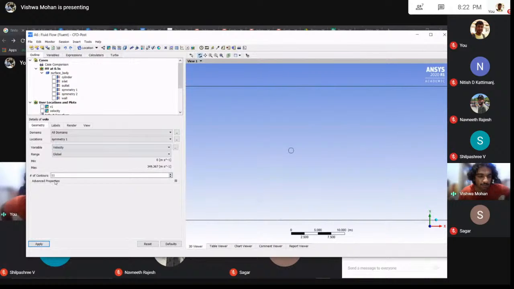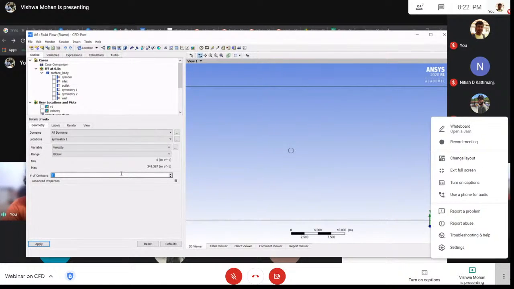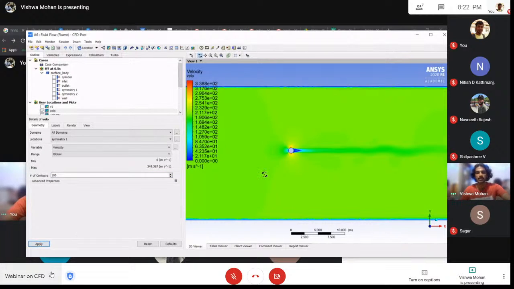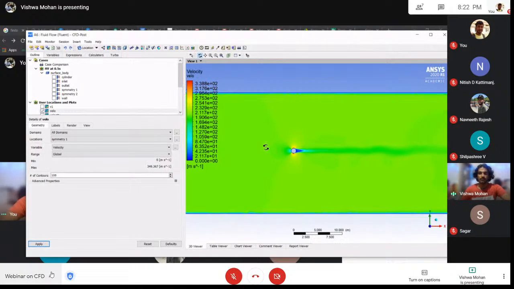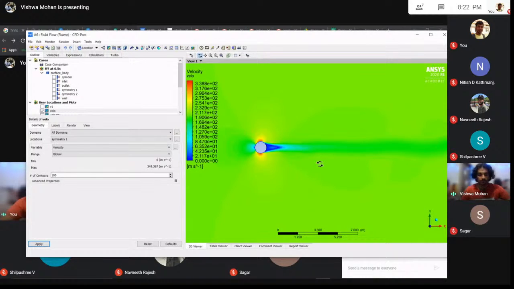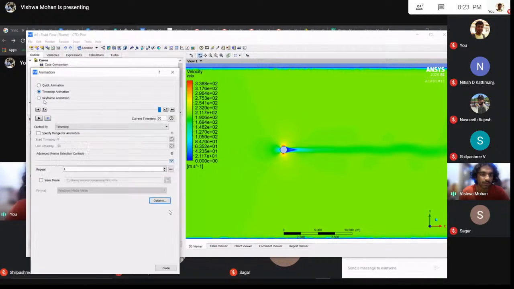So let's go for velocity first, and this is like a RANS model, so you won't see those eddies with that much clarity. Let me have 100 contours and apply. So there you see just a rough flow. You don't see the flow curling or something like that. And if you want to visualize it, you can hit this option over here and go for time step animation. Hit play button. Just wait.